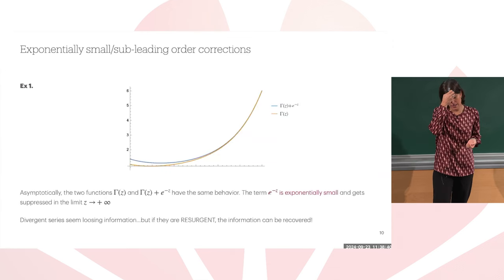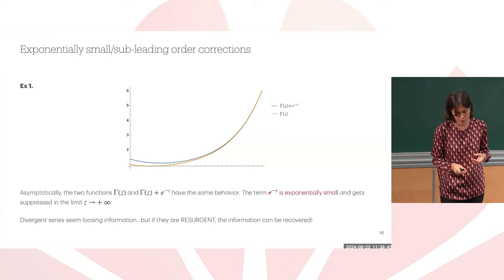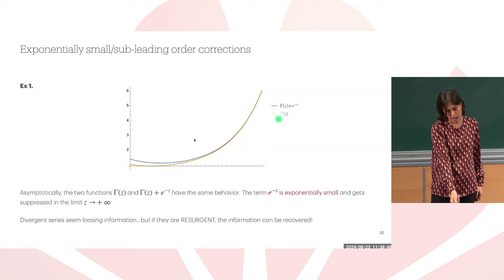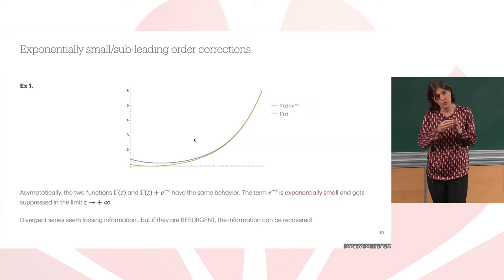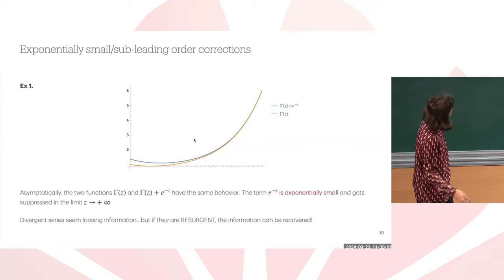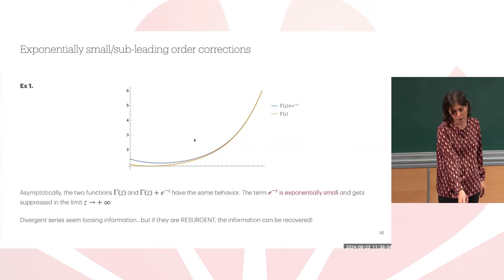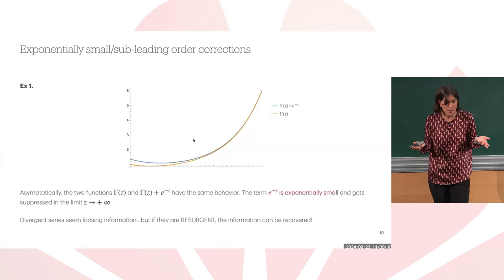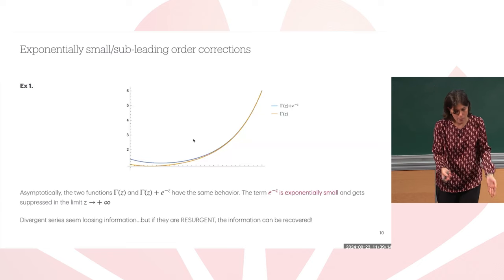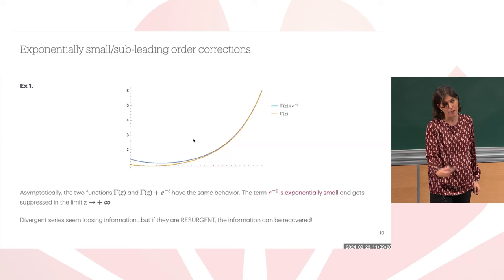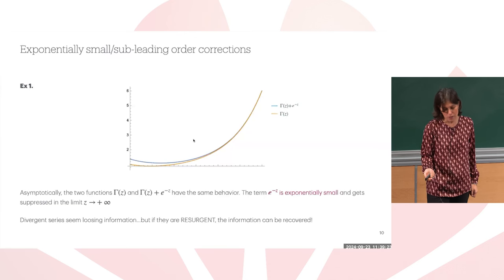And just to give you a bit of a flavor of why this happens, if you compare, for instance, gamma of z and gamma of z plus this exponentially small term, e to the minus z, well, if you go to infinity, the exponential in minus z essentially disappears. This is somehow what the graph is trying to tell you. If you just go a bit far, you can't really distinguish them. So from an asymptotic level, the two functions look the same, but they were not the same. And so can we recover this information that seems lost at the level of the asymptotics by doing a certain procedure?